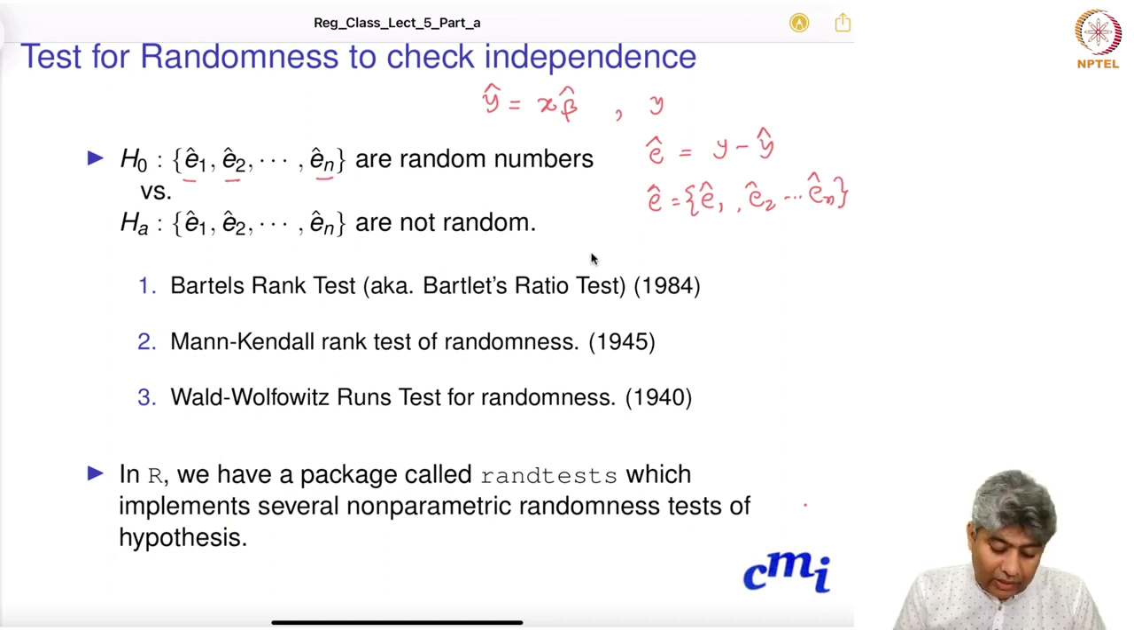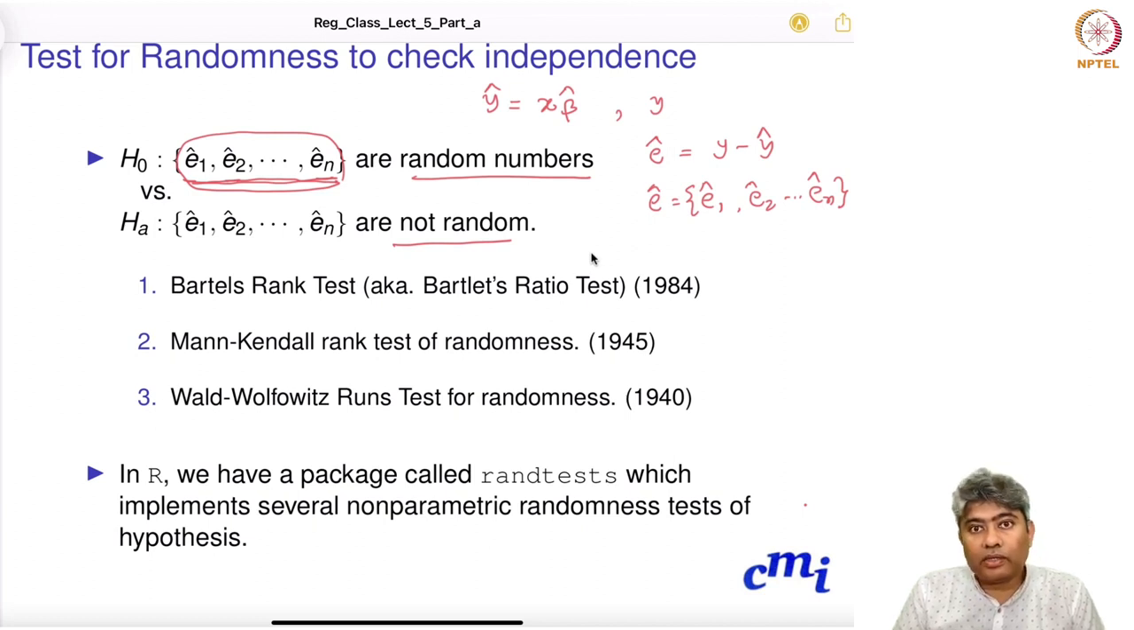Now the question is: are the numbers in this vector random numbers or not? The null hypothesis says yes, these are indeed random numbers, and the alternative hypothesis says these are not random numbers. There are three popular tests. One is Bartels rank test, 1984, also known as Bartels ratio test.